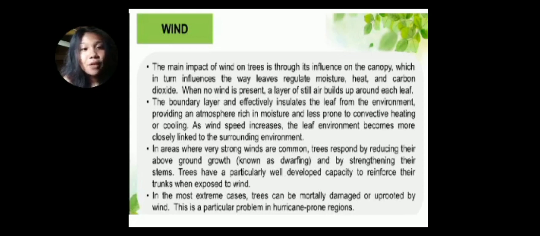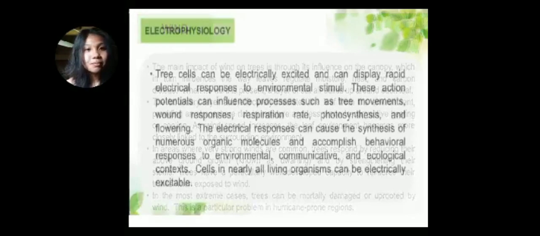In areas where very strong winds are common, trees respond by reducing their aboveground growth, known as dwarfing, and by strengthening their stems. Trees have a particularly well developed capacity to reinforce their trunks when exposed to wind. In the most extreme cases, trees can be mortally damaged or uprooted by wind. This is a particular problem in hurricane-prone regions.